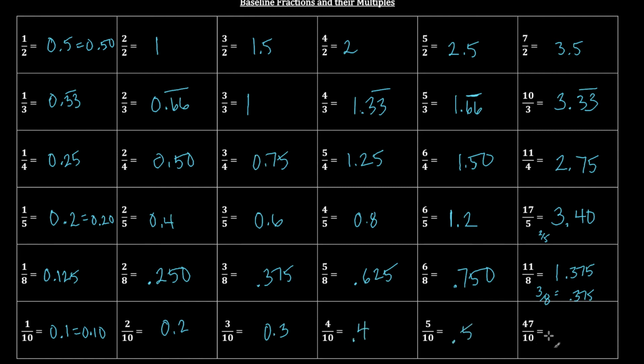Oh man, okay. How many holes can we make out of here? We'll go 10, 20, 30, 40. I forgot that. So there's 4 holes. How many are left over? 7. So we get 4 and 7 tenths. 4 and 70 hundredths. 4.7. 4.70.